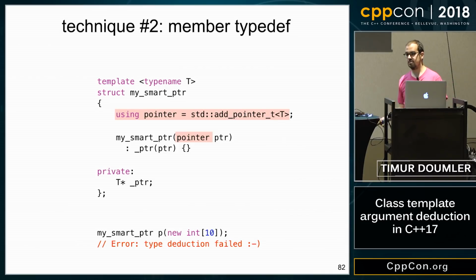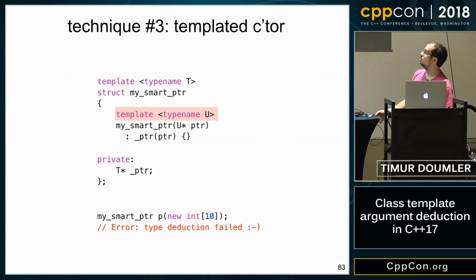So again, it's a non-deduced context. CTAD will fail. The third technique is to actually have your constructor itself templated with another template argument. And then what's going to happen is, during deduction, it will say, well, you're giving it a u, and the constructor has a template argument u, so I can deduce that, but I can't deduce t, right?